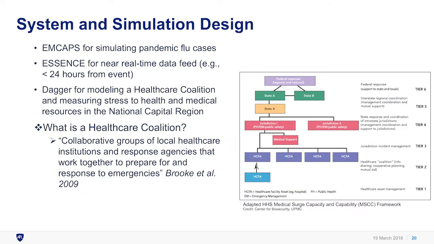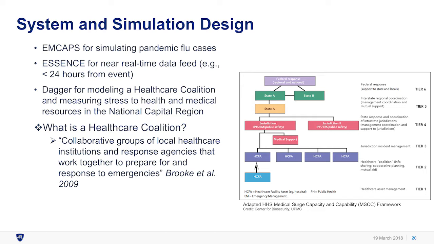So the system and simulation design, we used the EMCAP system for simulating the pandemic flu cases. We wanted something in the order of 1918 flu. We used Essence to feed our Dagger model with quote unquote near real time data. Essence, of course, is also used in the National Capital Region, and if you want greater fidelity, you can get data inside of 24 hours on what's happening in facilities across the region. And then we used Dagger to actually model a healthcare coalition for the DC area, and then also used it to measure the stress to health and medical resources in the National Capital Region.